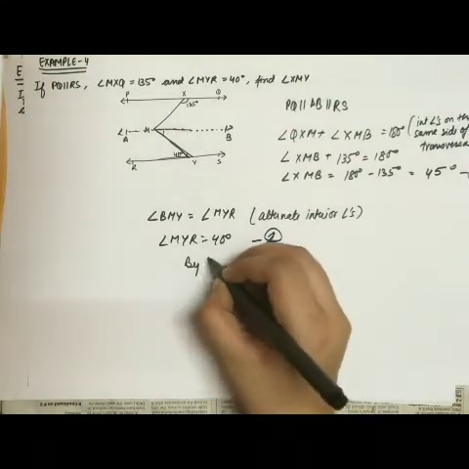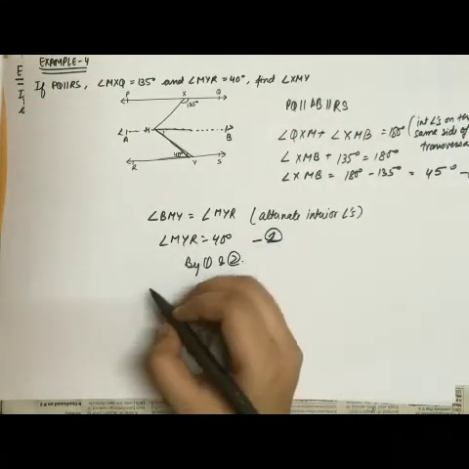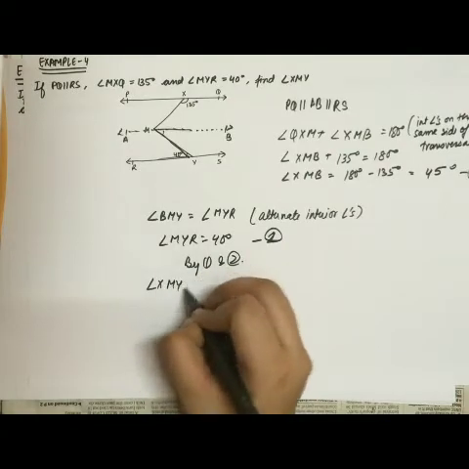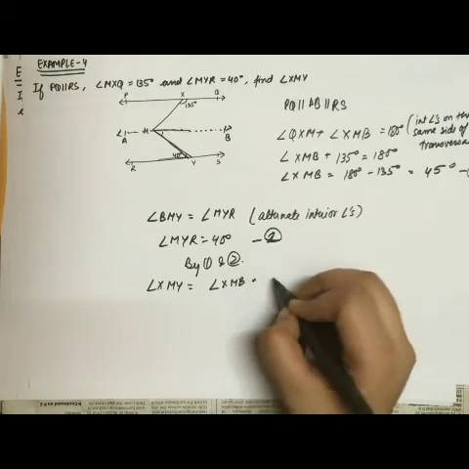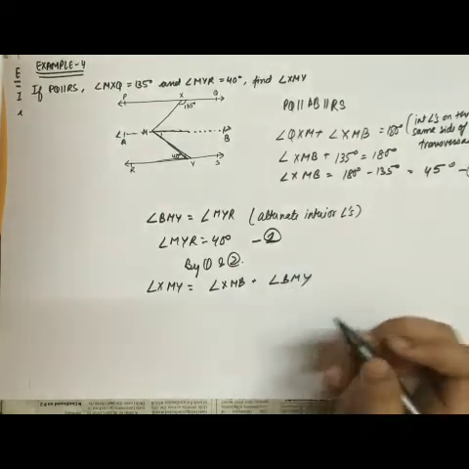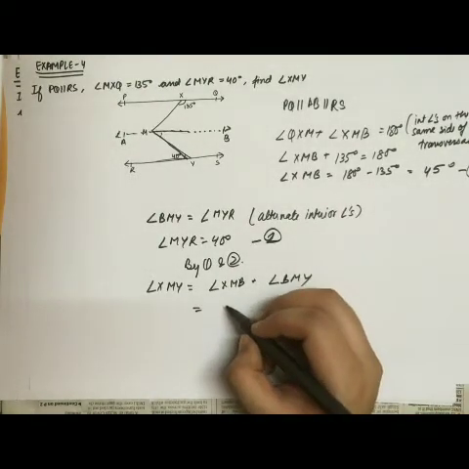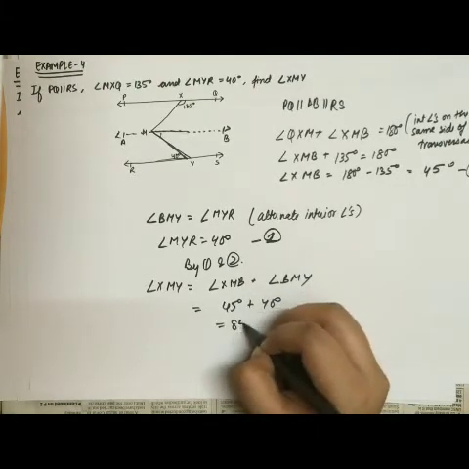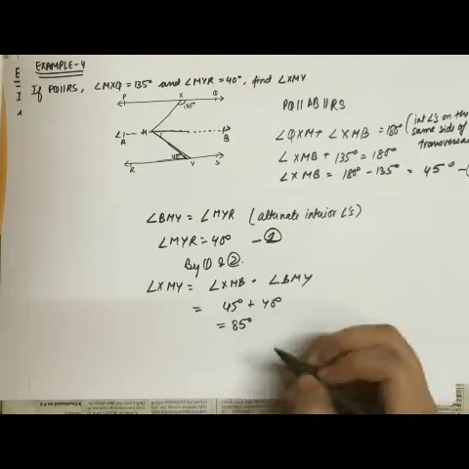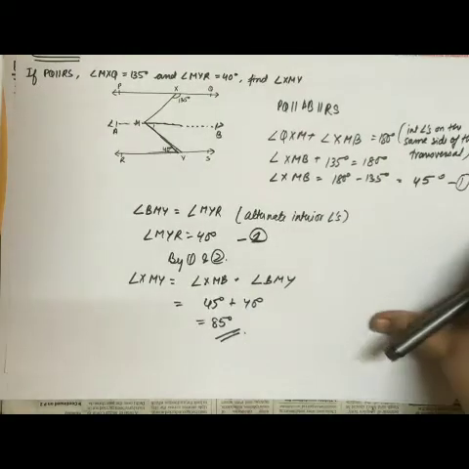So by 1 and 2, angle XMY is equal to angle XMB plus angle BMY. We have their values. 45 degree plus 40 degree is equal to 85 degree. Hence we have found the answer.